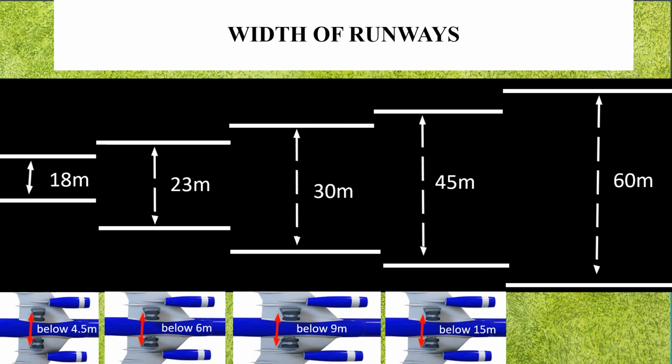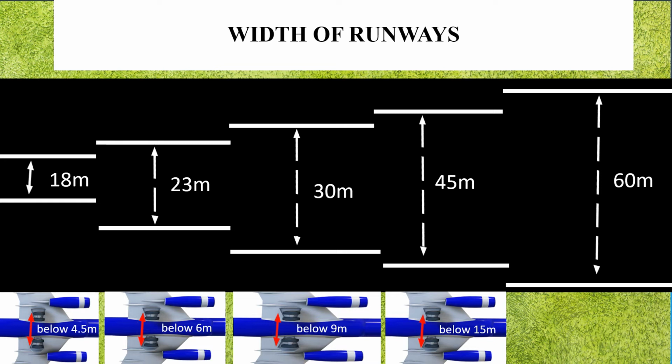Based on the information we gather after measuring the outer main gear wheel span, we can tell whether the runway width should be 18 meters, that is, if the outer main gear wheel span is below 4.5 meters. Or the runway should be 23 meters wide if the outer main gear wheel span ranges from 4.5 meters but is below 6 meters. If the outer main gear wheel span is from 6 meters but below 9 meters, then the width of the runway will be 30 meters.